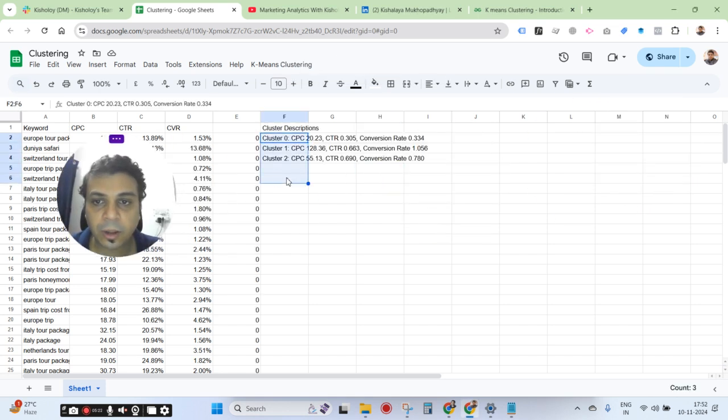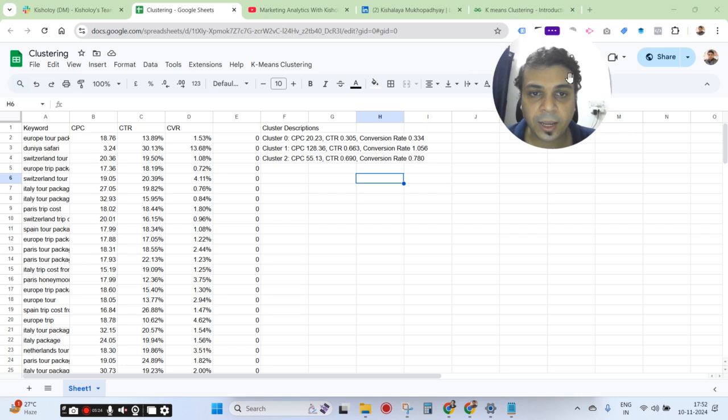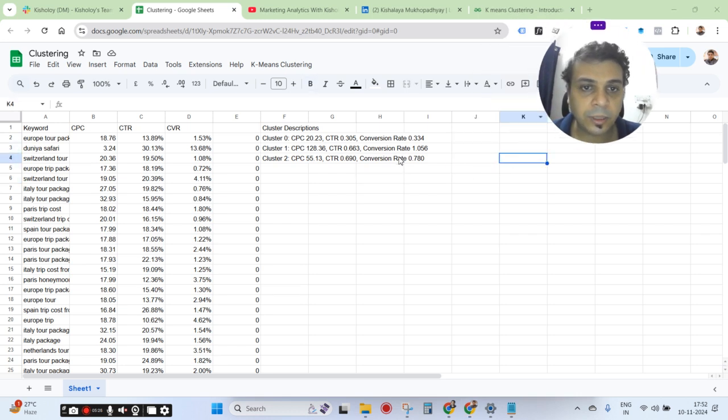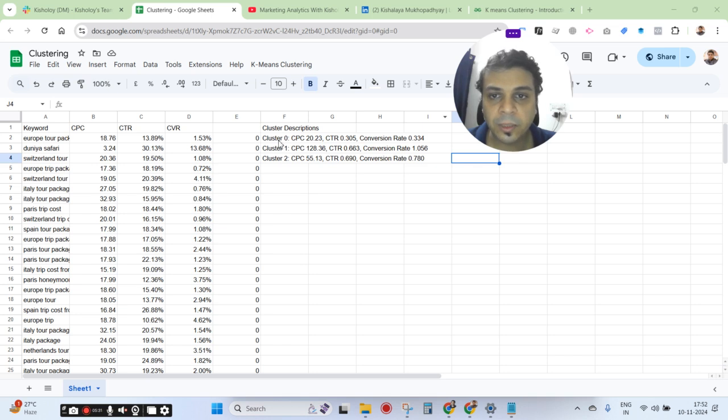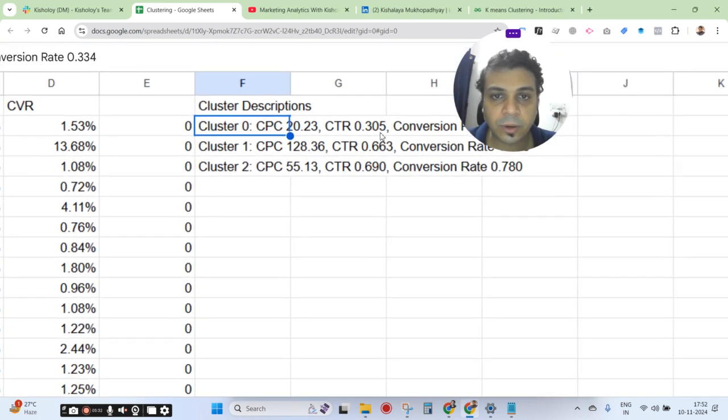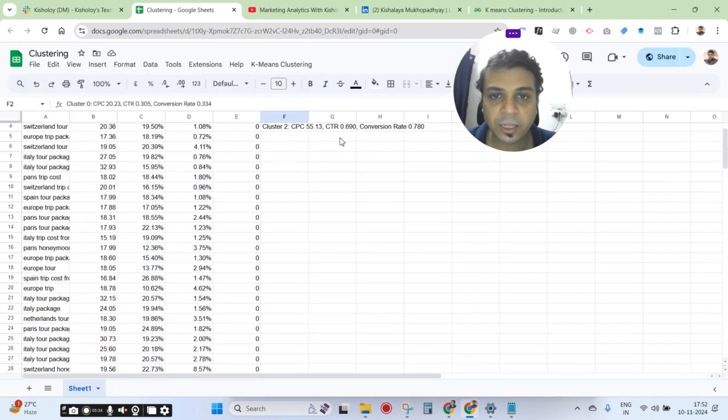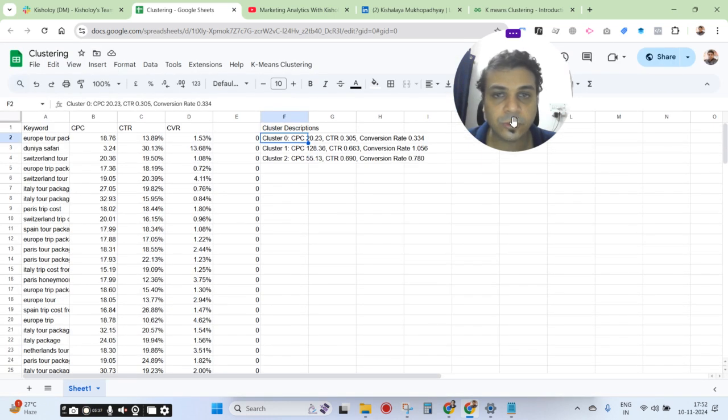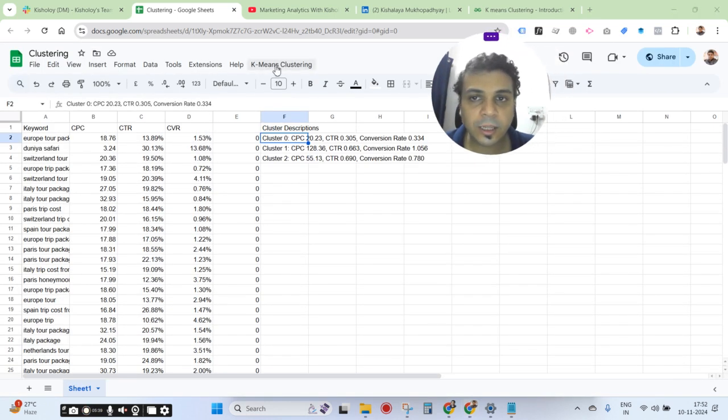That's the same data output that you've got again here, and the further descriptions were just manually put down by me, because you can see that this is the one which is the lower range of the CPC and the lower range of the conversion rate and so on and so forth. So this is the output.